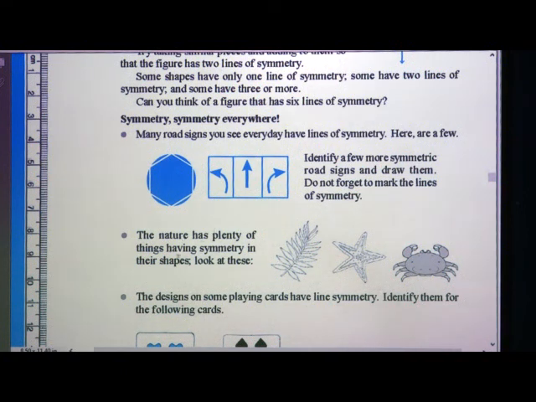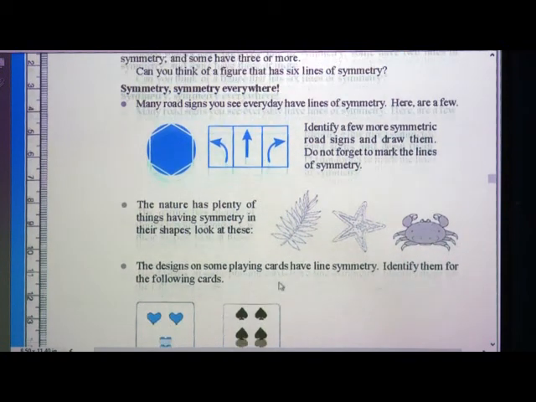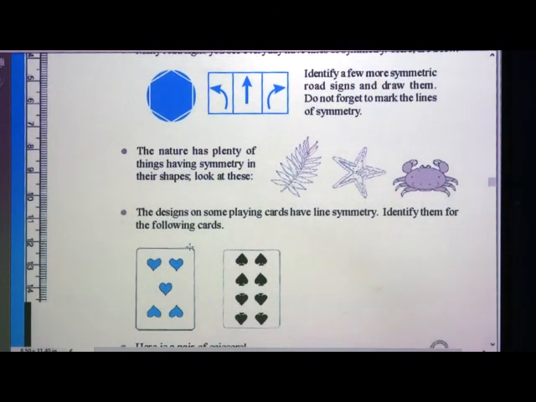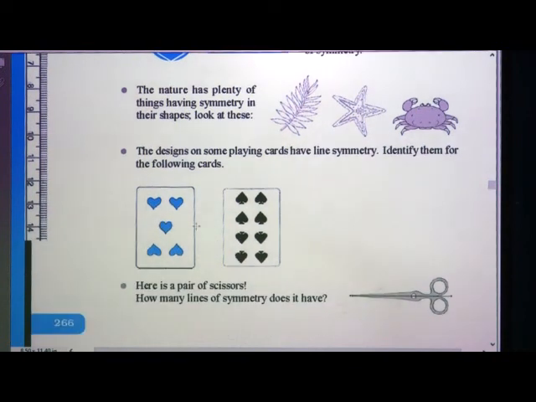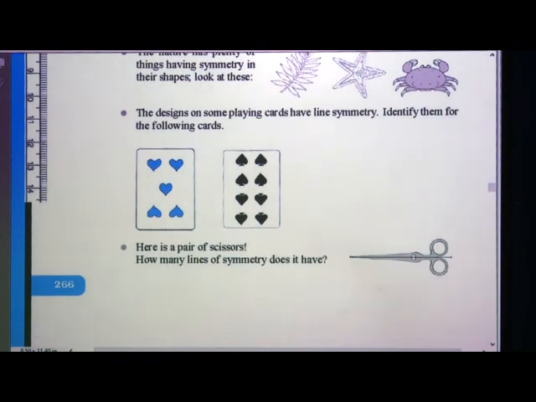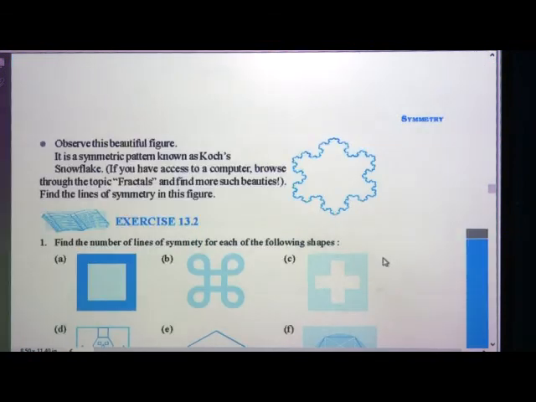Nature has plenty of things having symmetry in their shapes. Look at this. In these figures also we have lines of symmetry. The designs on some playing cards have lines of symmetry. Identify them for the following cards. See, the playing cards also have lines of symmetry. Here is a pair of scissors. How many lines of symmetry does it have? It has 1 line of symmetry.